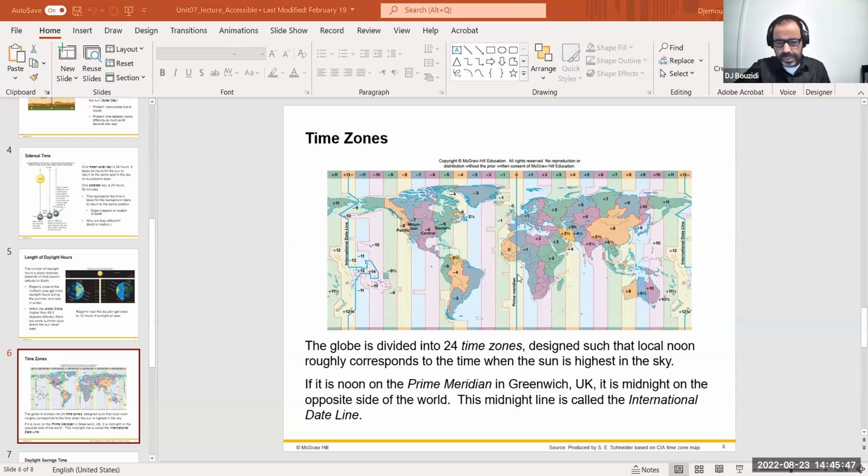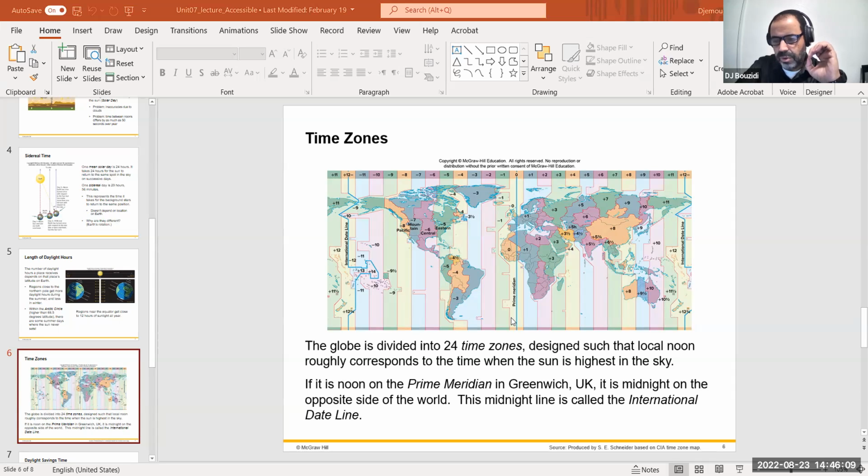Okay, so let me continue with the PowerPoints. So again, the time zones were divided. We call the line that passes through Greenwich in London, as you can see from here, that is the 0 degree, that is called the prime meridian. So that is actually a selected meridian. Remember, you have your own local meridian.